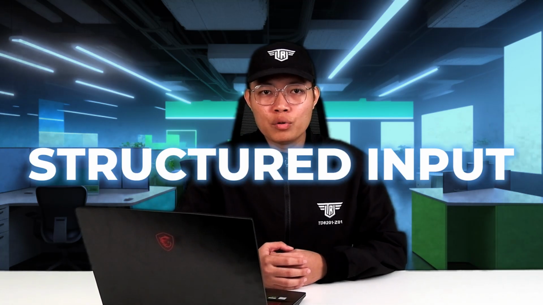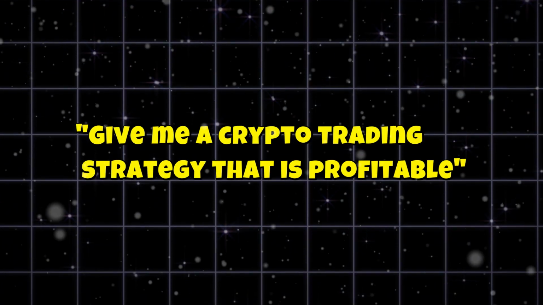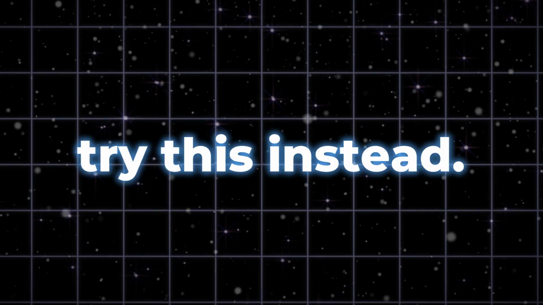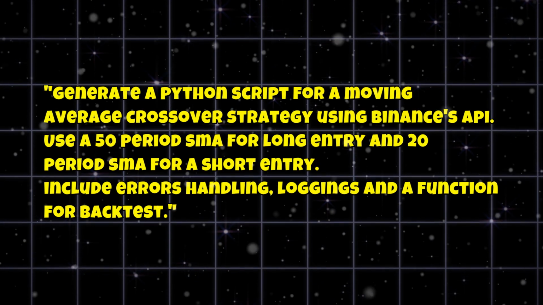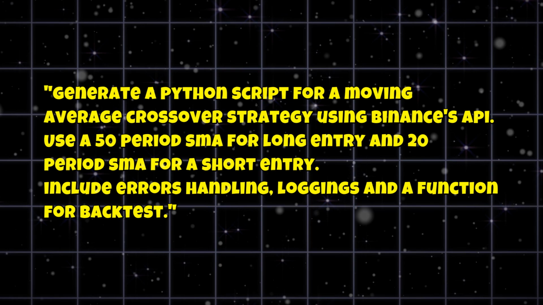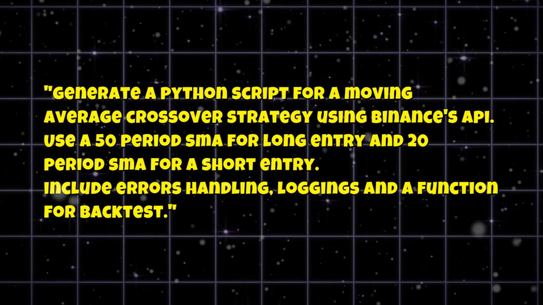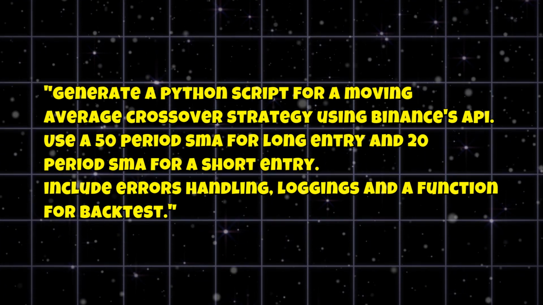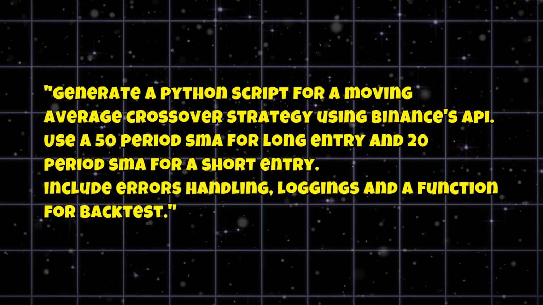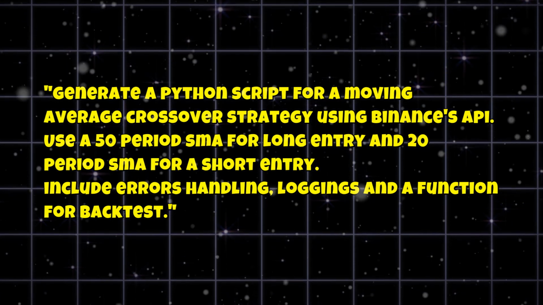Why? Because ChatGPT is an assistant. It's not a trader or developer. It works best when you give it specific, structured input, not a vague request. So if you want ChatGPT to actually improve your trading strategies, you have to guide it properly. Instead of asking, give me a crypto trading strategy that is profitable, you can try this way. Generate a Python script for a moving average crossover strategy using the Binance API. Use a 50 period SMA for long entry and 20 period SMA for short entries. Include error handling, logging, and a function for backtest.